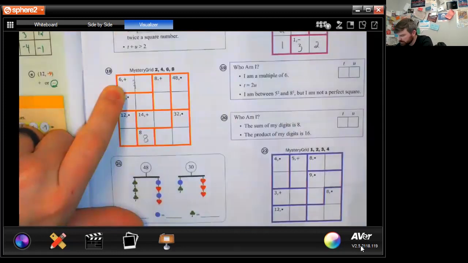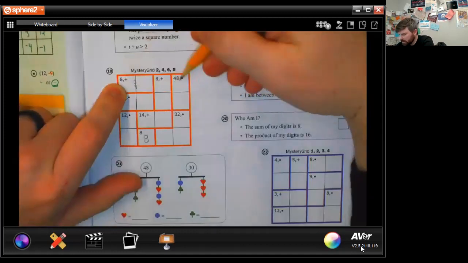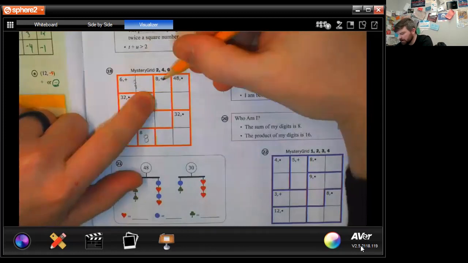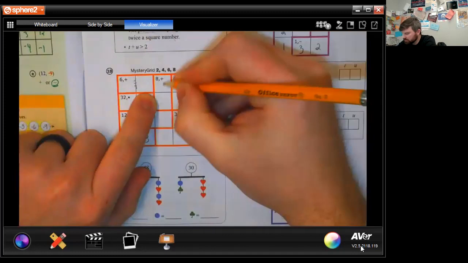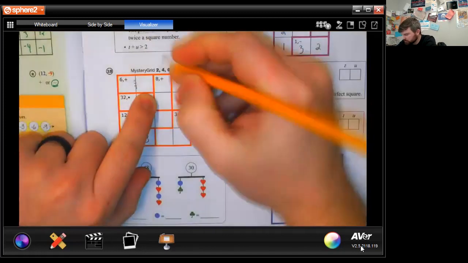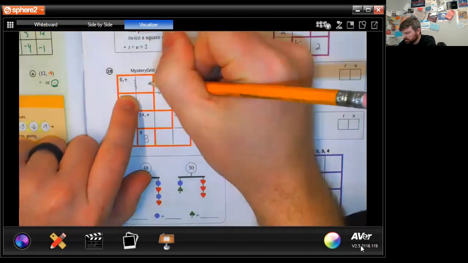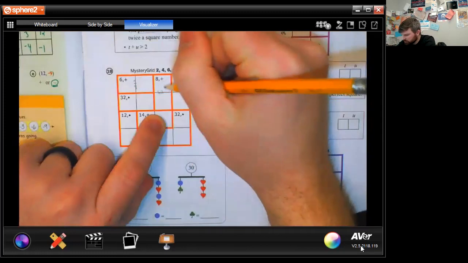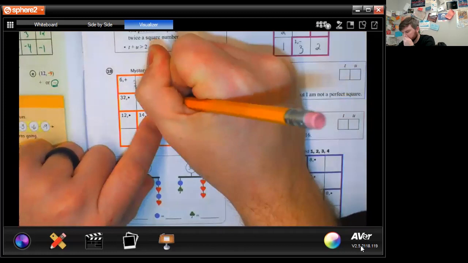Okay, that means 6 and 8 go over here somewhere. 8 with addition, it cannot be 4 and 4 because they're in the same column. So 6 and 2. But I know that 2 is going here in this row, so this cannot be a 2. So it must be a 6, and then this must be a 2.